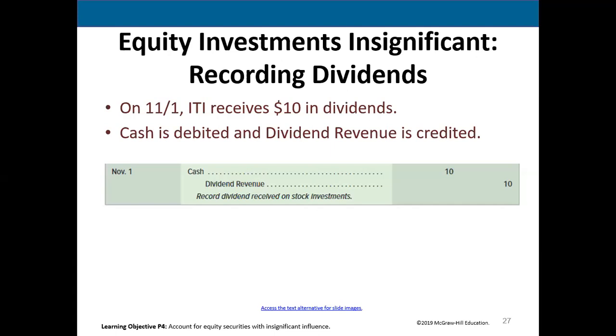ITI then receives a $10 dividend on this stock. When you are in this category of insignificant influence and receive dividends, you just debit cash for the amount of the dividend you received, and credit dividend revenue. This is just dividend revenue. It's like interest revenue. It's reported on your income statement and it increases net income.